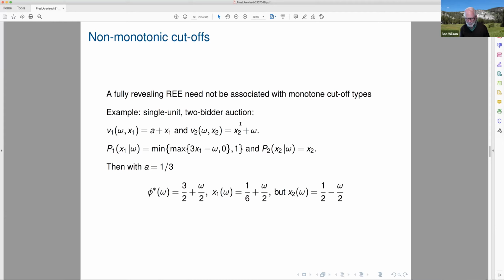And how does this come about? Well, if you look up at the top, at the valuations, the bidder of type one has a valuation that doesn't even care about the state of the world, omega. He cares only about his signal. It's linearly increasing. His signal doesn't depend on omega. The other guy doesn't care about the signal; he really cares about the state. He cares equally about his signal and the state, okay?